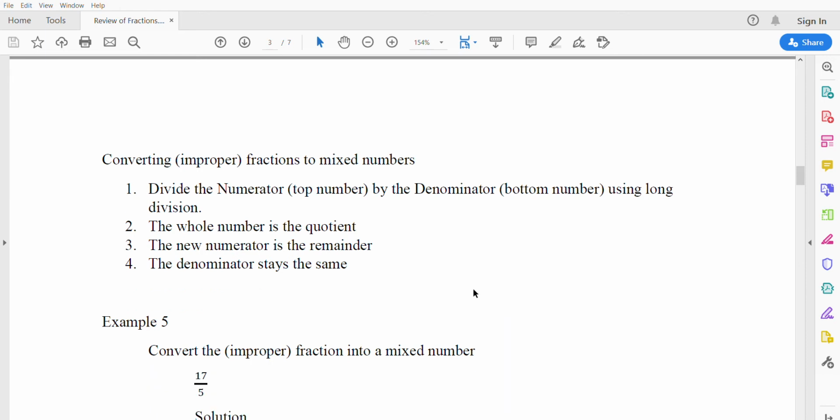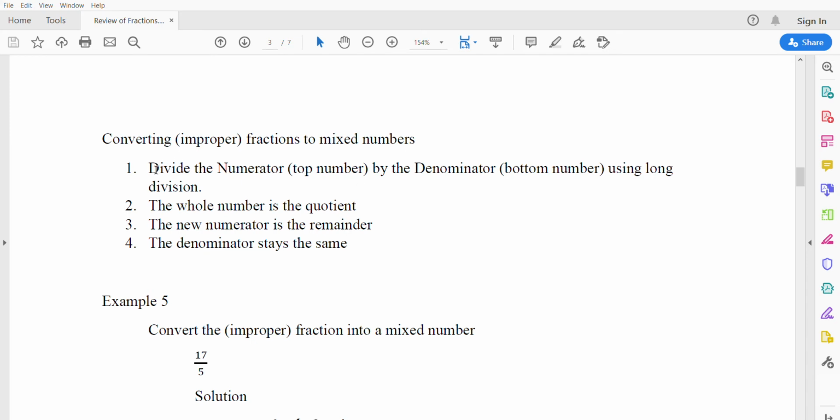Now let's take a look at converting an improper fraction into a mixed number. So to do this, we are going to divide the numerator, the top number, by the denominator, the bottom number, using long division. The whole number is going to be the quotient of the division problem. The new numerator is going to be the remainder, and the denominator will stay the same.